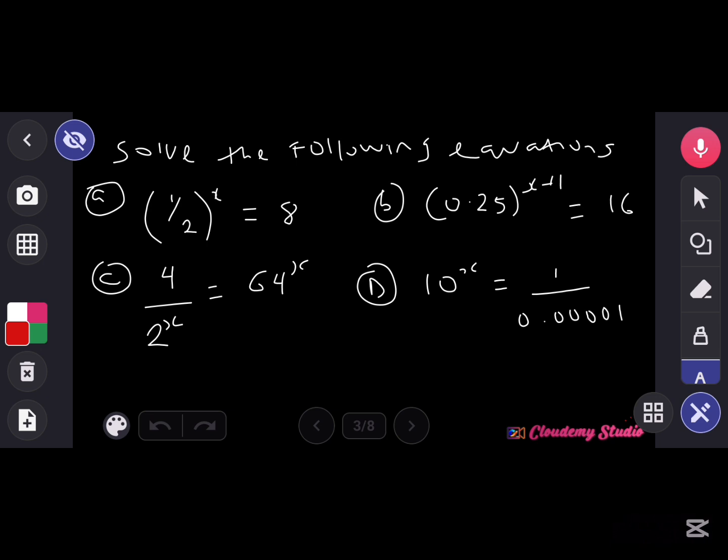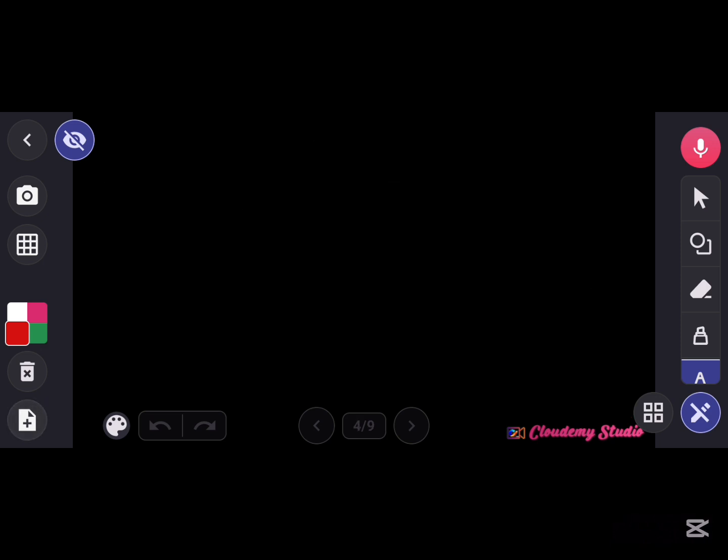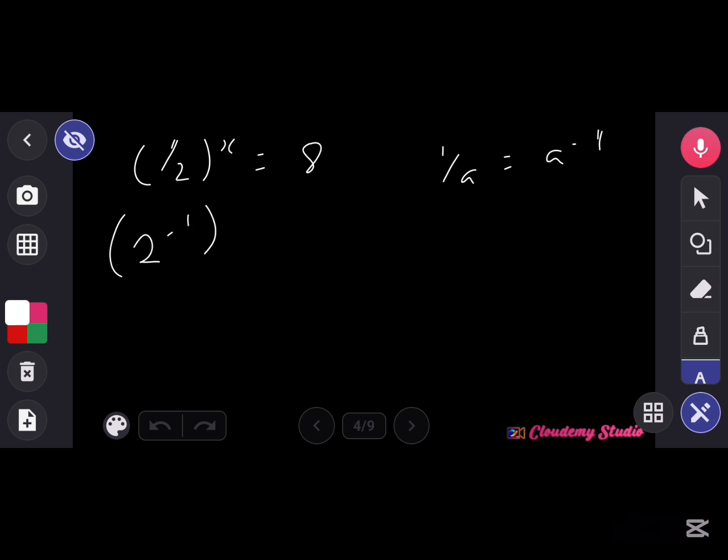We have examples like (1/2) raised to power x equals 8. How are we going to solve that? That's our first question: (1/2)^x = 8. Now, remember that 1 divided by a equals a raised to power minus 1. Therefore, 1/2 is the same thing as 2 raised to power minus 1, everything in brackets to the power x. And 8 is the same thing as 2 raised to power 3. We have to know that.